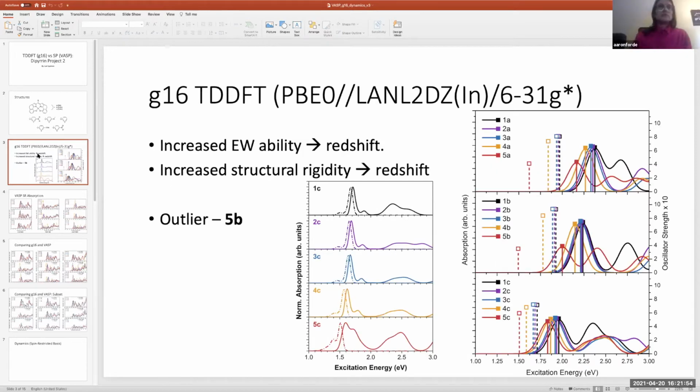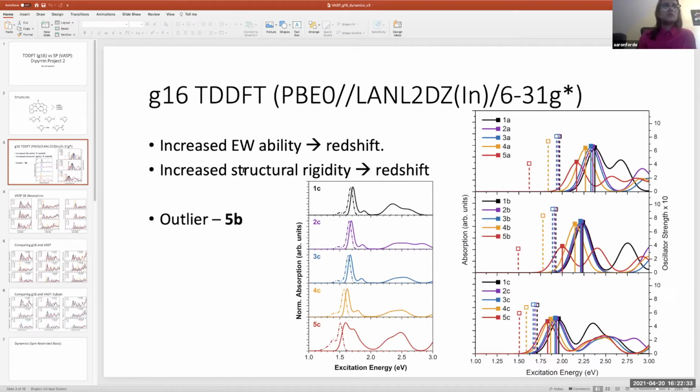So I guess moving on from the structure, the main insights that Levi saw from his calculations were that when you increase the electron withdrawing group, so going from 1 to 5 with those substitutions, they saw a consistent redshift in the absorption and luminescence spectrum. And then increased structural rigidity, so increasing the conjugation or delocalizing the wave functions on the carbon backbones further, induces the redshift.